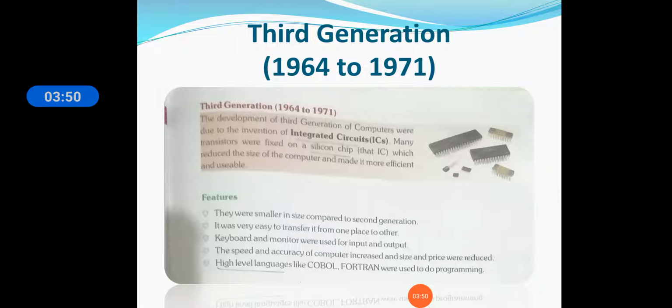Now high level languages like COBOL and Fortran were used to do programming. High level languages were introduced, and languages like COBOL and Fortran were used for programming. So this was the best thing in the third generation of computers, between 1964 and 1971.